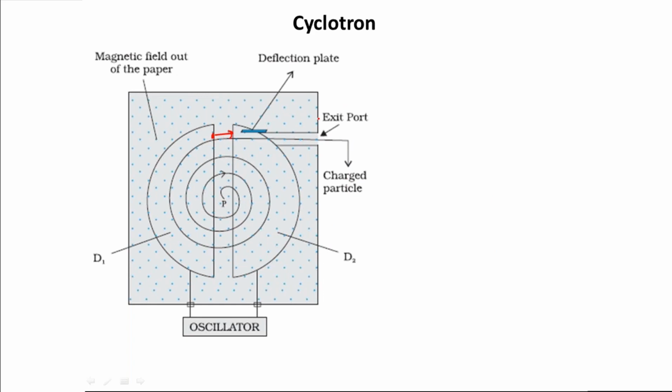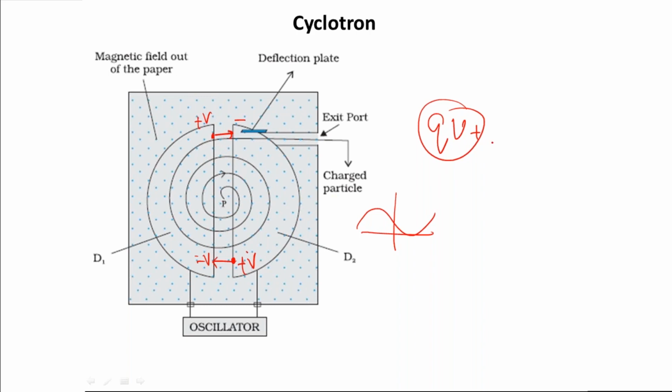When it reaches here, your signal has to change in such a way that now this D2 is at high potential and this is at low potential, so that the charged particle will experience a force. The energy it gains each time is Q into V, where V is the potential difference across these two discs and Q is the charge of the particle. So this much energy is added each and every time. In a complete revolution, it gains energy 2 times.